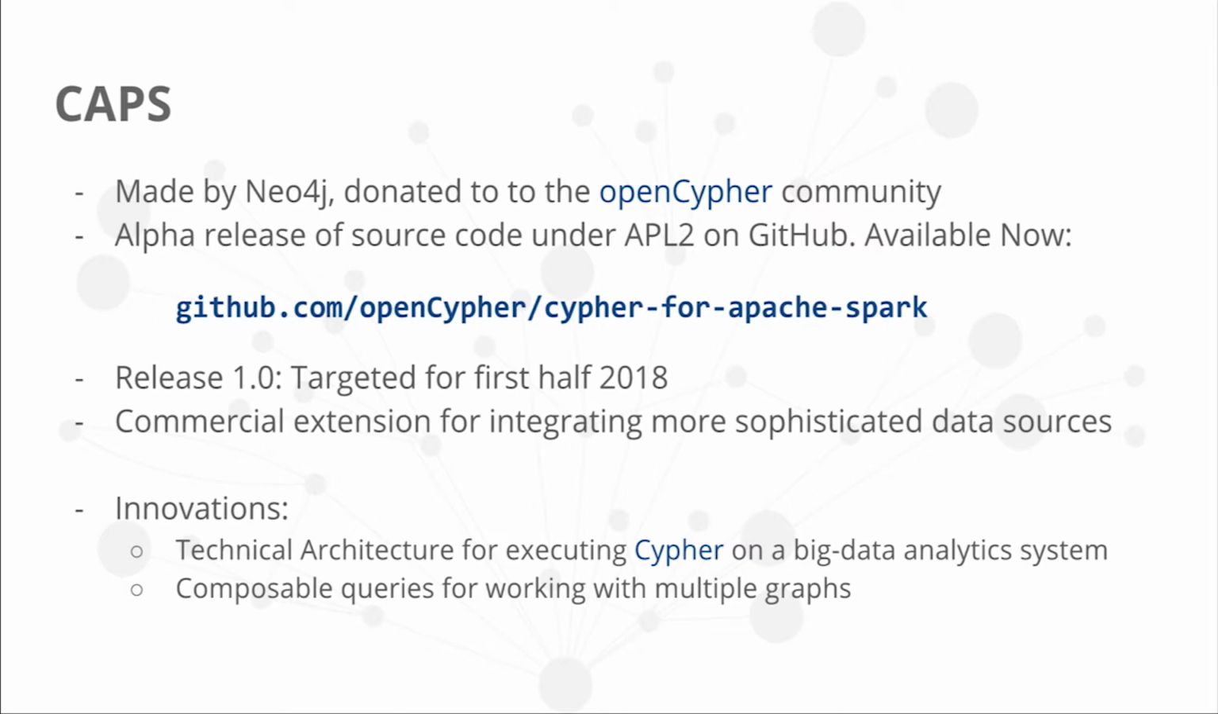So we now did the alpha release under Apache license 2 on GitHub. It's available, you can get it, you can build it yourself. We're targeting a 1.0 release in the first half of 2018, and we're also looking at providing commercial extensions for integrating more sophisticated data sources from our side at Neo.